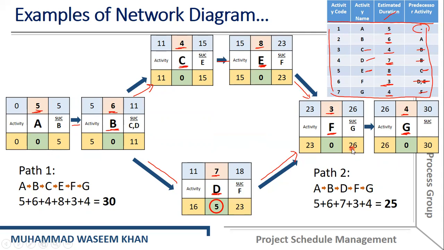Now 26 will be the latest finish of activity F. So if you want to find the latest start of activity F, then you will have 26 minus 3, which is equal to 23. Now, the 23 will be the latest finish for both of the activities B and E. And you can similarly go in this backward direction. Okay. Now, let me discuss this example again.